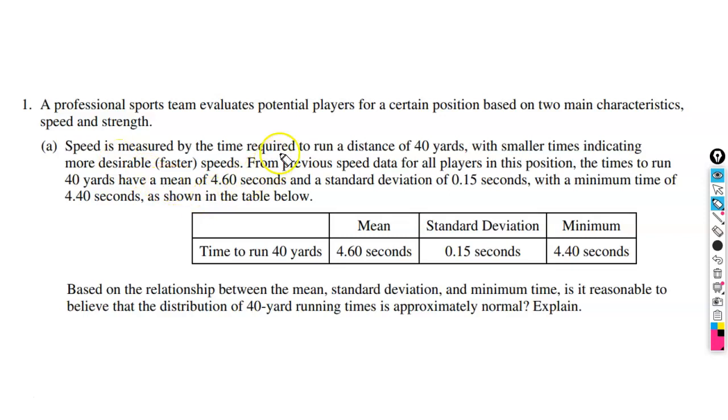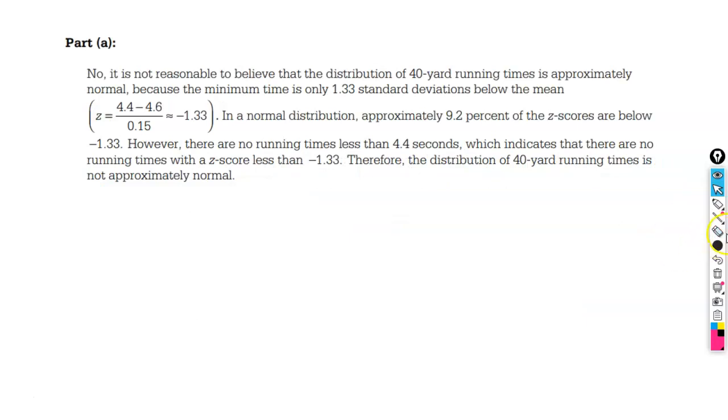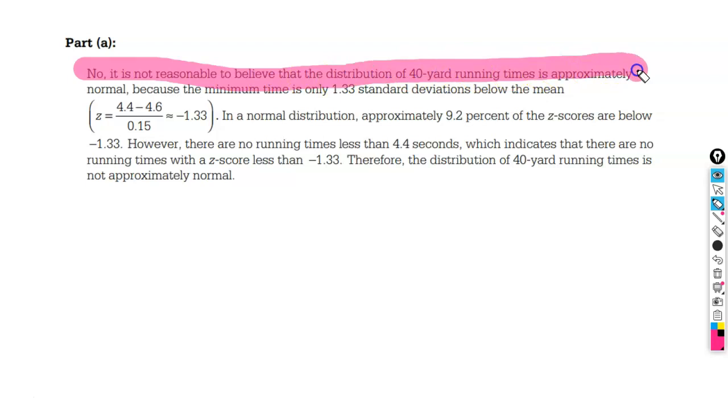So speed is measured by the time to run the 40-meter dash. We have a mean of 4.6, a minimum of 4.4, and a standard deviation of 0.15. Now, do you think that this is going to be approximately normal? Again, you should have already tried this one. If not, you can always pause it. See the answer. So the answer is no.